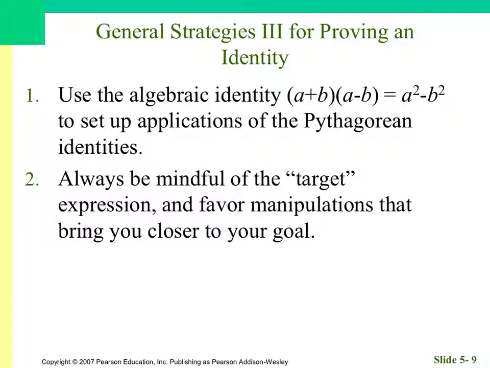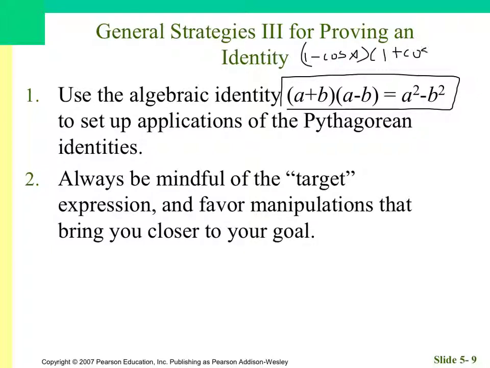All right, general strategy 3. Use algebraic identity. So that's kind of what we did when we had 1 minus cosine x and multiplied by 1 plus cosine x. Always be mindful of the target, so always have the other side in mind. And favor manipulations that bring you closer to the goal. Okay? That's basically what we just did.